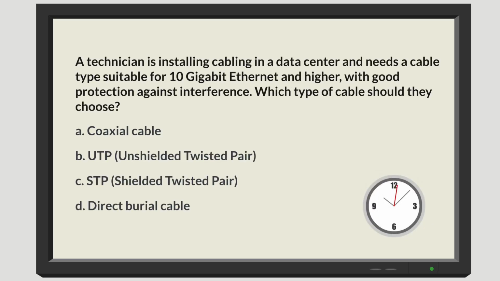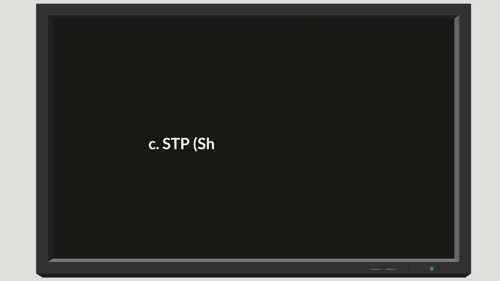A technician needs cabling for 10 gigabit Ethernet inside a busy data center. Which cable type should they choose? Coaxial, UTP, STP, or direct burial? To reduce interference and support 10G speeds, the correct choice is STP, shielded twisted pair.